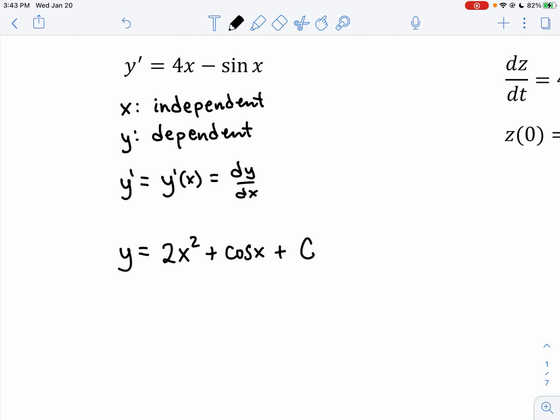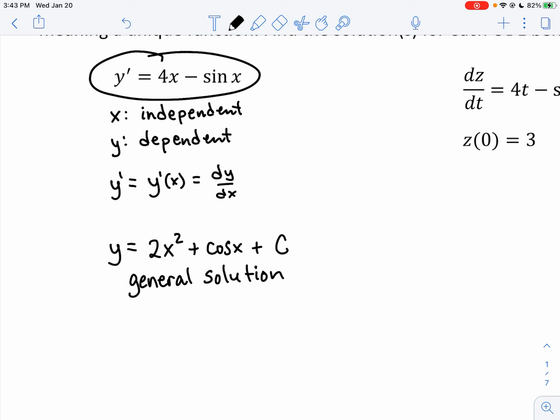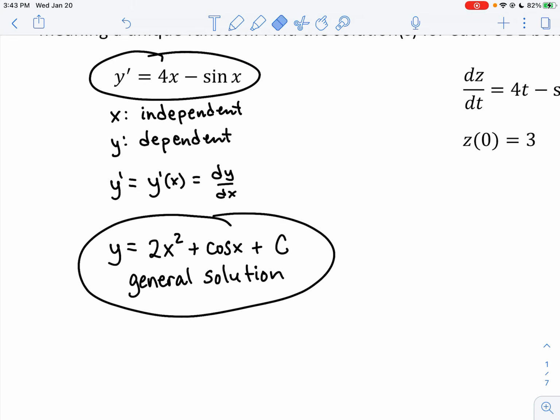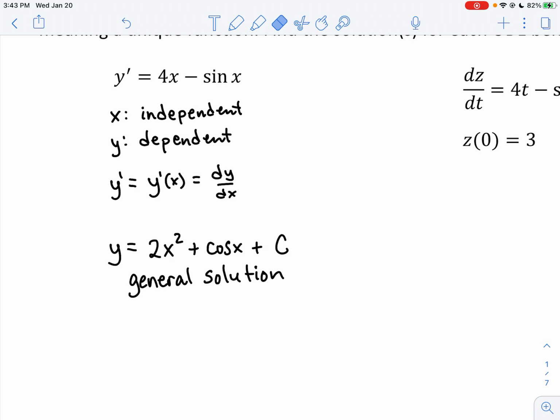This is called a general solution, and we say it's general because c could be any constant. There were no other stipulations that told me what c has to be, because we're trying to satisfy this differential equation, and this family of functions satisfies it for any constant c.